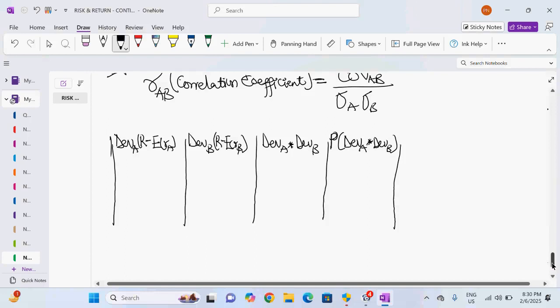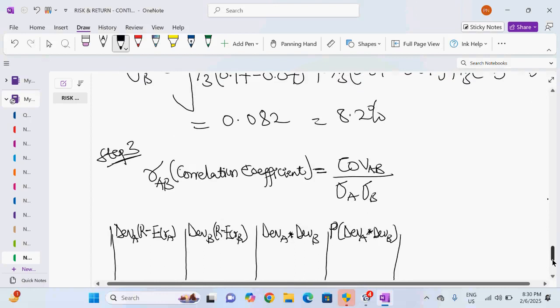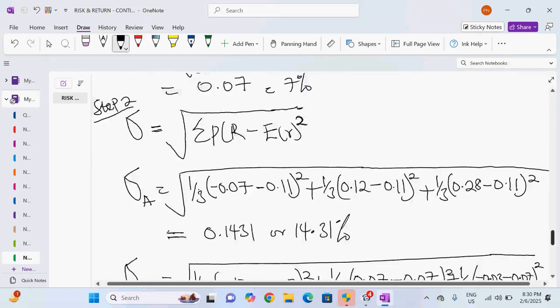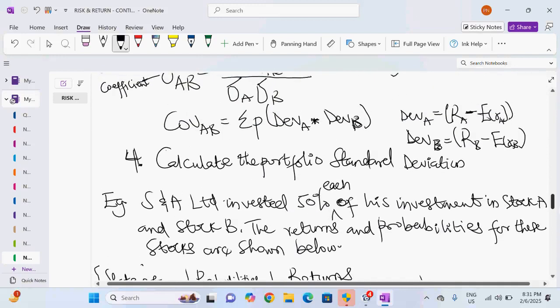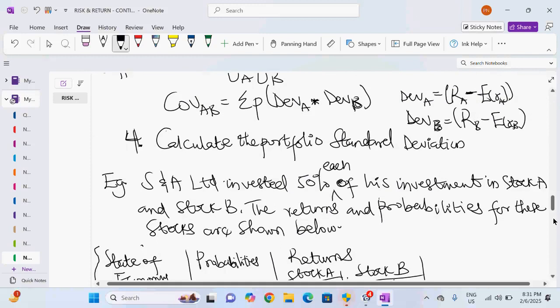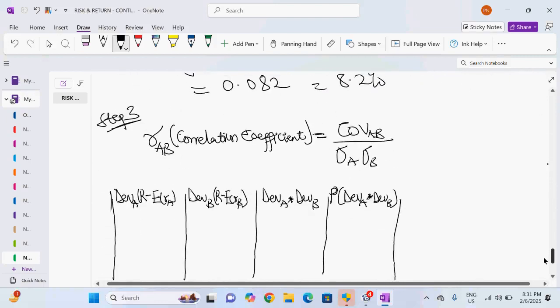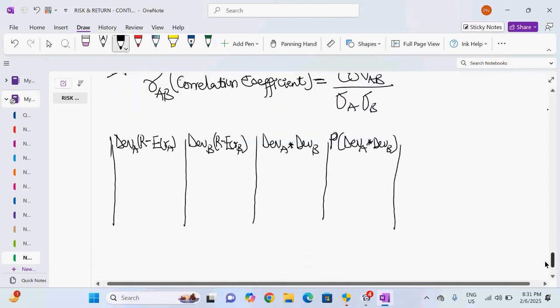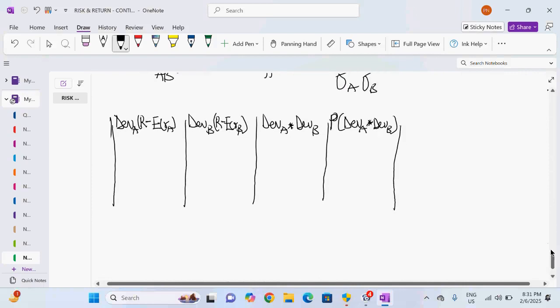But what is the formula for the covariance, if I may ask? Did I give the formula for the covariance? Yes. That is right. It is the summation of the probability, brackets open, deviation of A times the deviation of B.